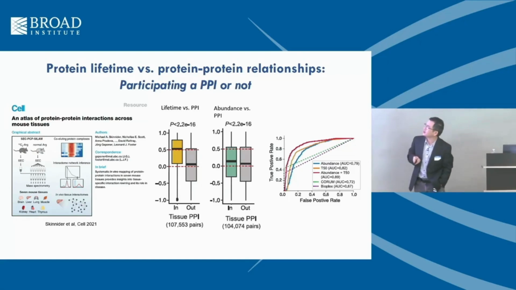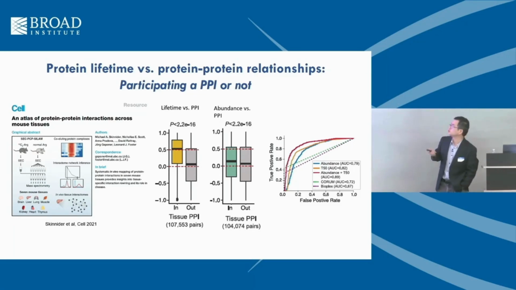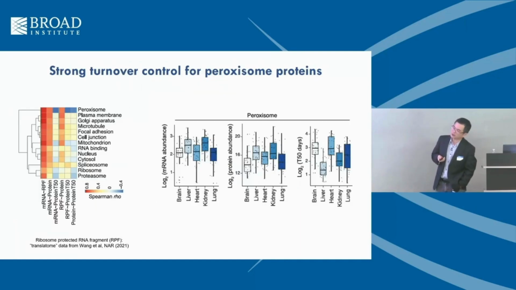And you can see the AUC is 0.82, which suggests that this is indeed a very strong indicator for protein-protein interaction. And if we combine the abundance and the lifetime measurement, we could have an AUC of 0.89. So this is very interesting for us to keep in mind when we try to understand protein-protein interaction.